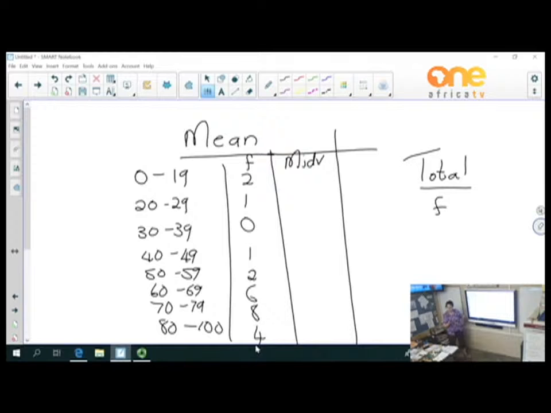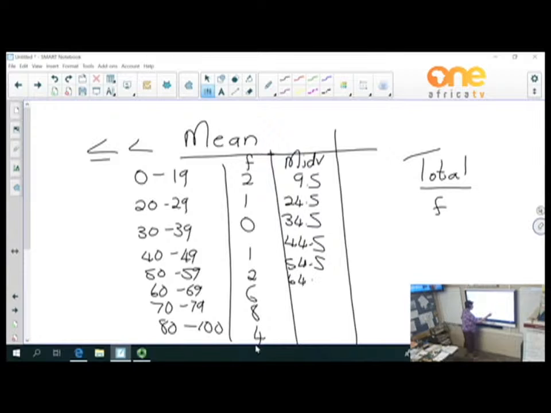Doesn't matter what they say, doesn't matter what the intervals look like, you add the 2 and divide by 2, yes? Right, this one, 20 to 29, is 24.5, 34.5, 44.5, these ones are all the same, 54.5, 64.5, 74.5, and now the last one is 90. The mid value there is 90. So Joshua, they don't need to be the same. It can be different ones there.